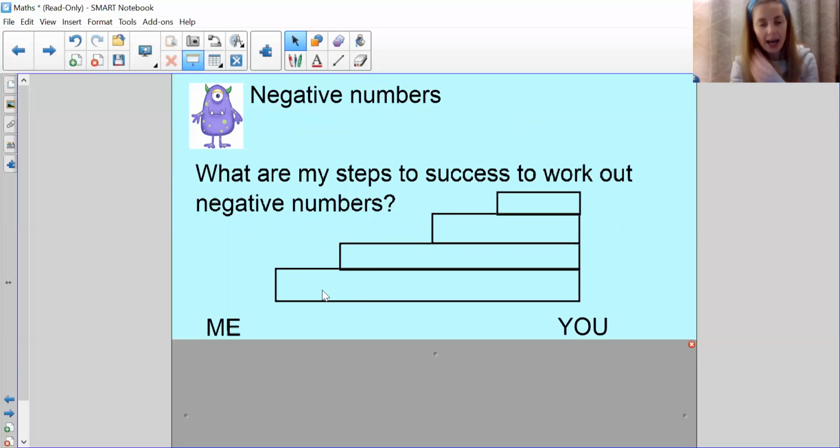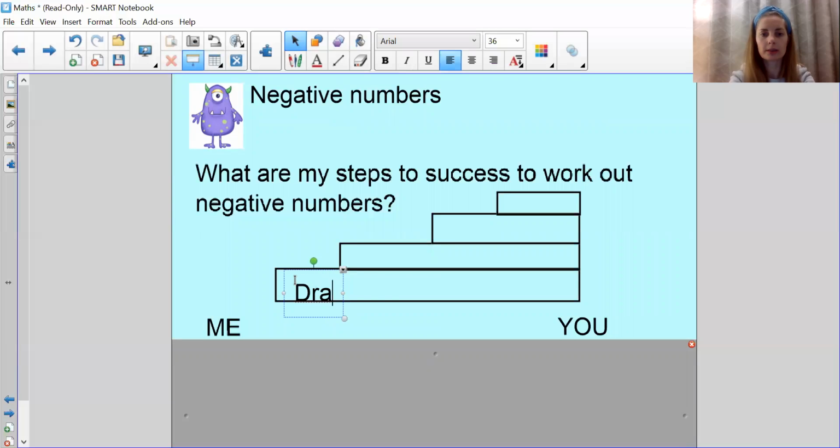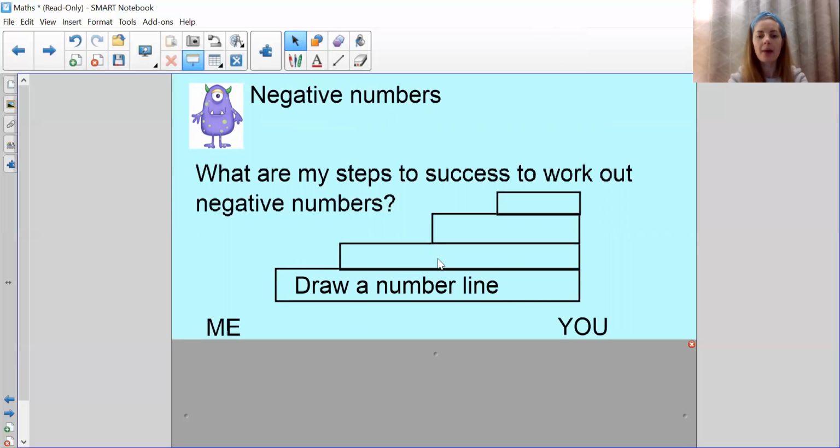Amazing, I hope you had a go at being a mini teacher. Let's see how well you did. Our first step is to draw a line, to draw our number line, and this is just so that we can then take the number and place it on the line. Then decide how many steps you are moving forwards or backwards.